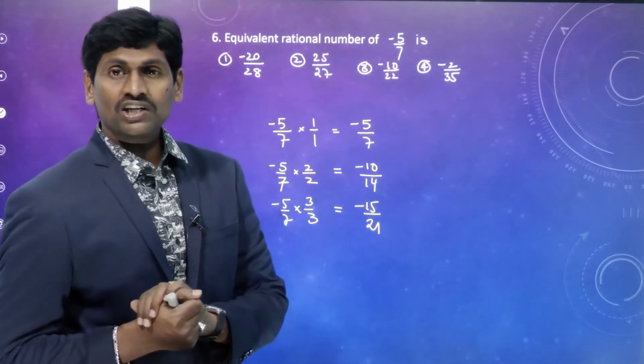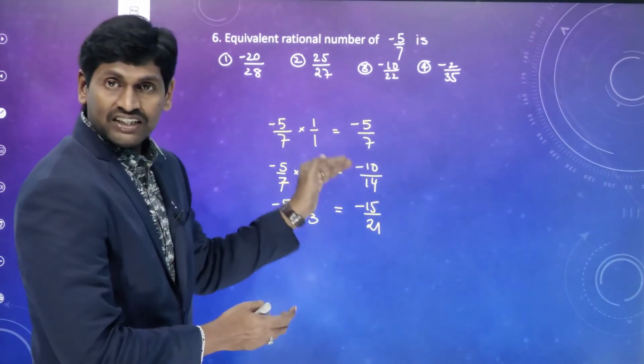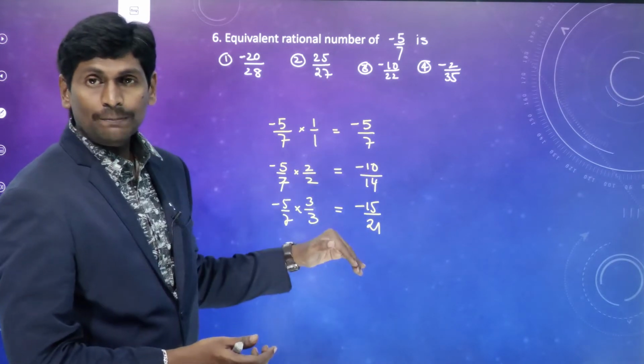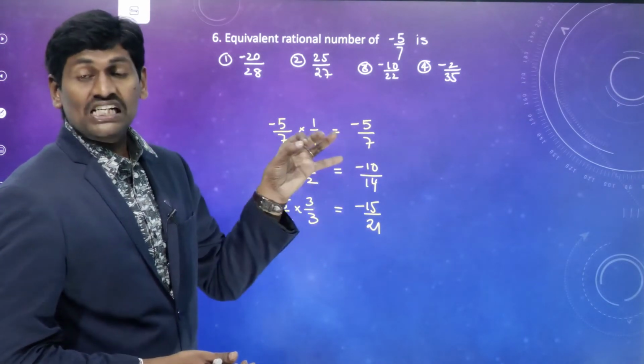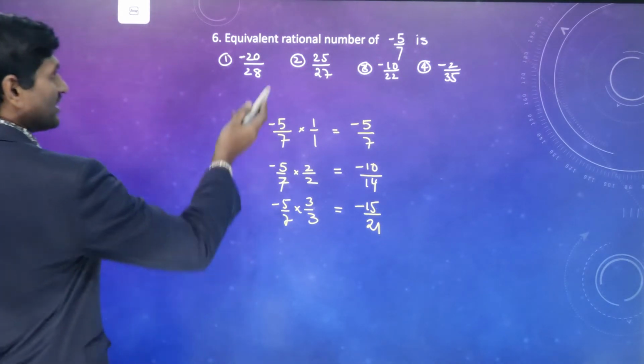How will you get the 99th equivalent fraction? The given fraction, you should multiply with 99. Both numerator and denominator multiply with 99. Then you will get the 99th equivalent fraction. Okay? Now check here.